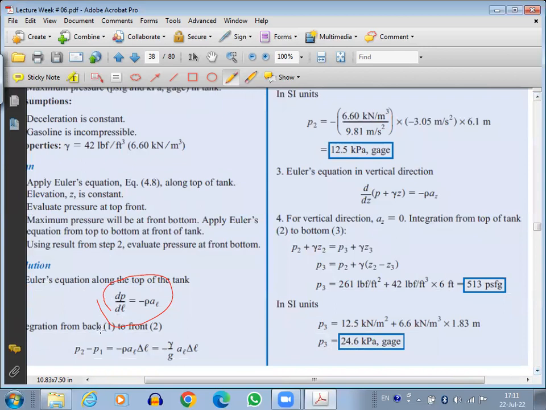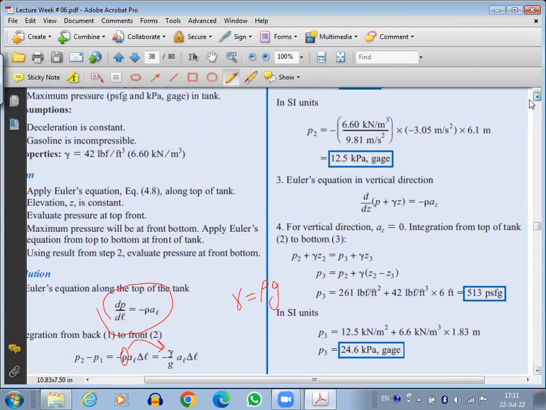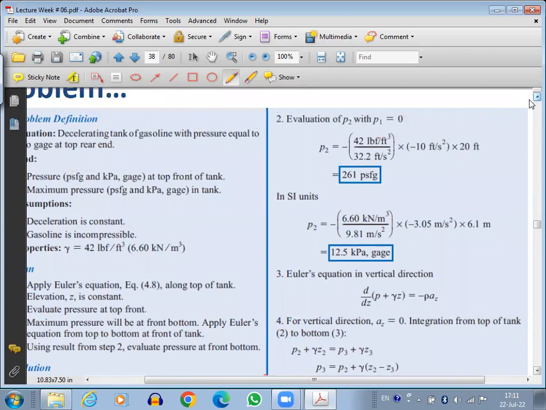So if we integrate it, it will become P2 minus P1, which equals negative rho AL del L, right? Which will be equal to negative gamma by g AL into del L, because rho can be written as gamma by g, since gamma equals rho g. Okay. Now we can just substitute the values.